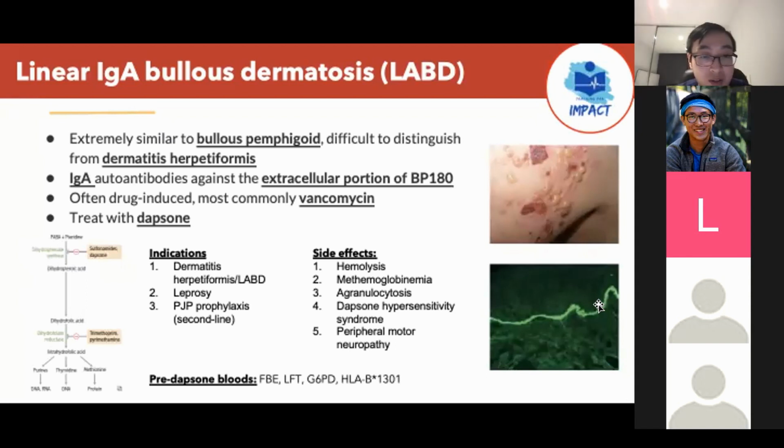So dapsone is not just used to treat LABD. We've talked already about two clinical indications for dapsone. One is LABD, and dermatitis herpetiformis you treat with dapsone as well. The second indication is, as we've discussed, second line therapy for PJP prophylaxis. Does anyone know what the third indication is for dapsone? Where else would you use dapsone?